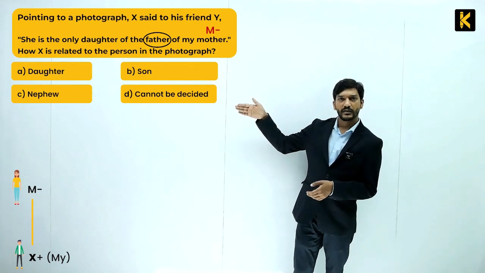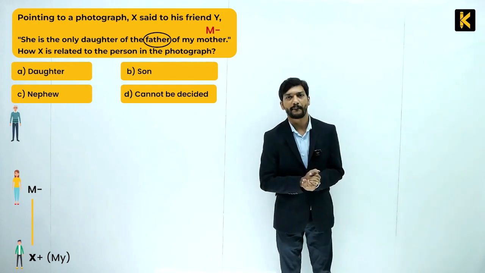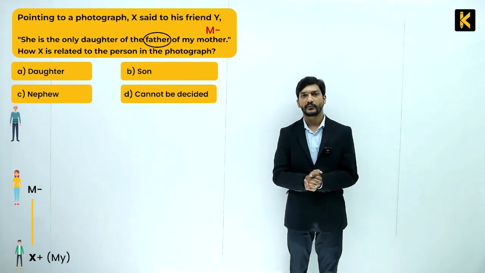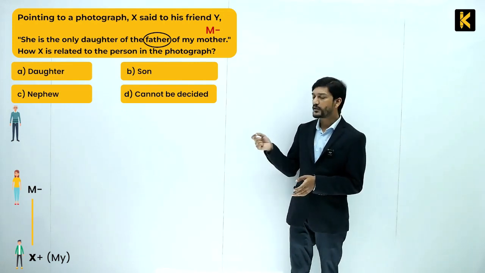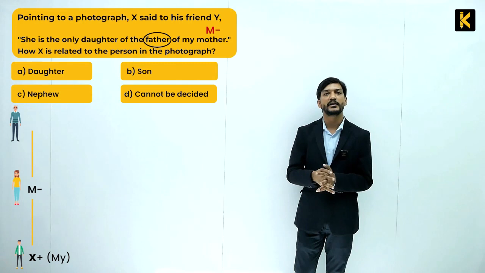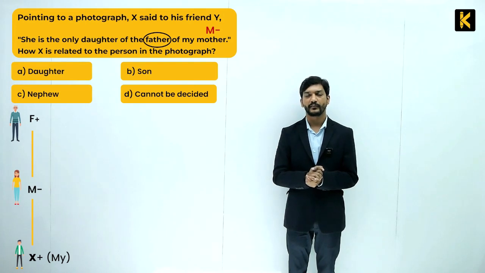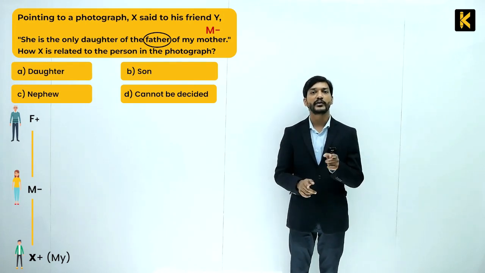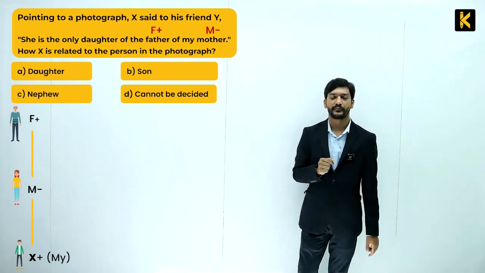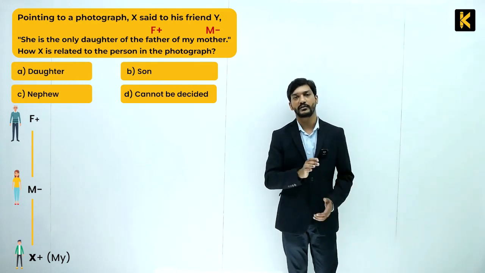This is M minus. So father of M minus will be one generation above. So one generation above M minus we have to show a person, and that person is the father. Father means a direct relation. So let me draw a single line. And that person let me represent by F plus, because father is a male person. So I have represented the father with F plus in the diagram. Let me show it in the statement as well.